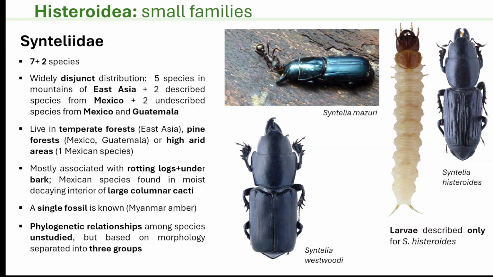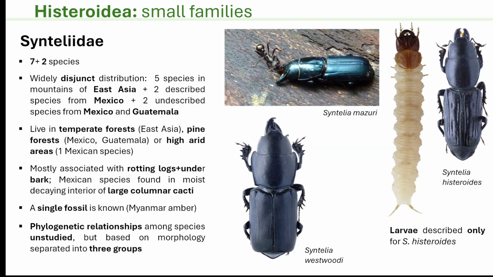There are species living in temperate forests in Asia. In Mexico and Guatemala, they are in the pine forests. And there's one species, Syntelia westwoodi, which lives in arid areas. It is specifically living in rotten columnar cacti. In general, you can find them in rotting logs. Both the larvae and adults are predatory, so they are evidently hunting some insects in these habitats.